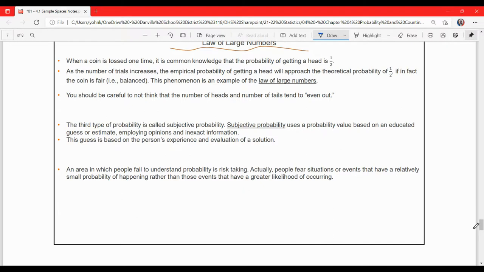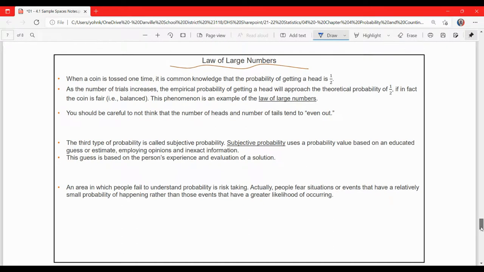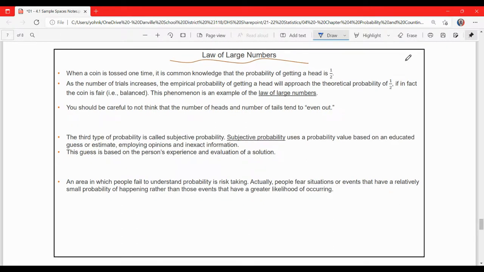Now, the law of large numbers talks about probability in a specific way. It says that when a coin is tossed one time, it's common knowledge that the probability of getting a head is a half. As the number of trials increases, the empirical probability of getting a head will approach the theoretical probability of a half if, in fact, the coin is fair or balanced. This phenomenon is an example of the law of large numbers.